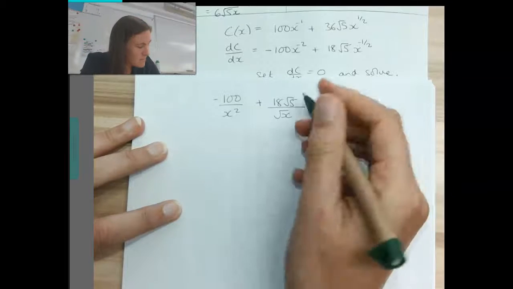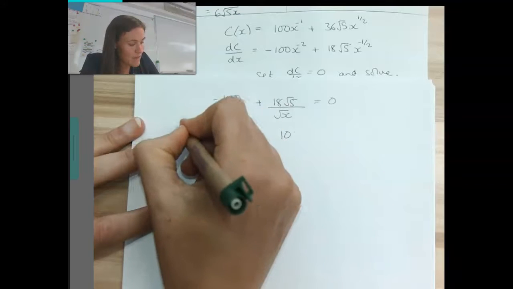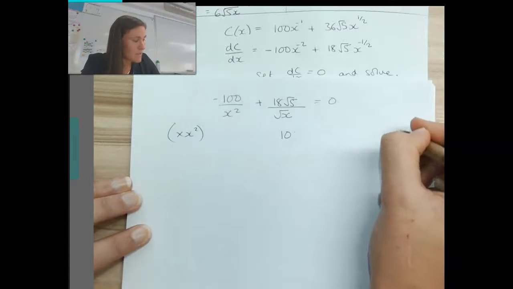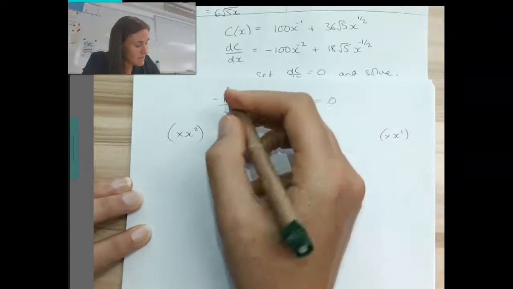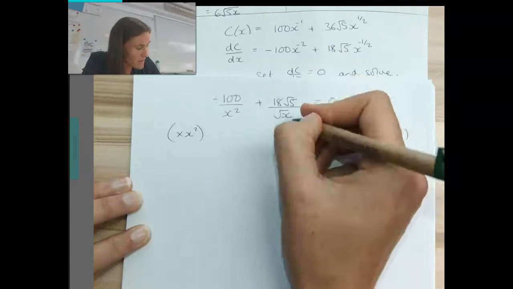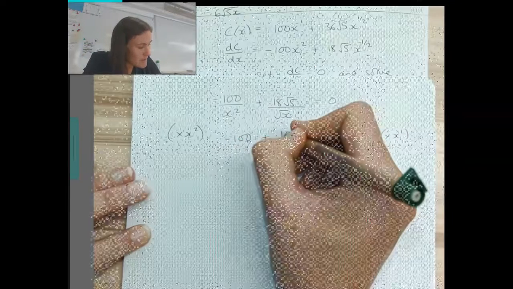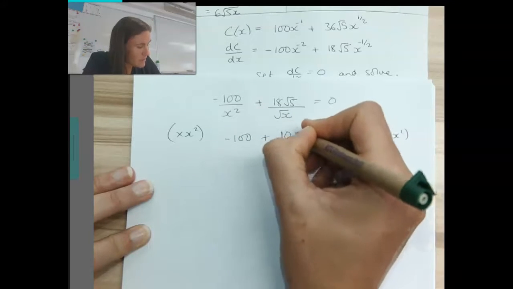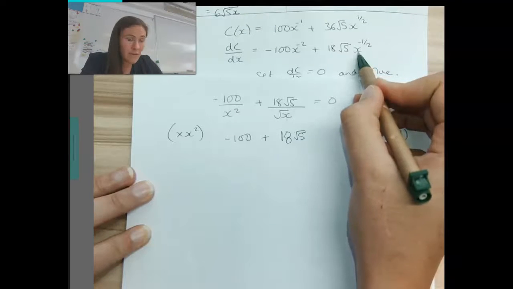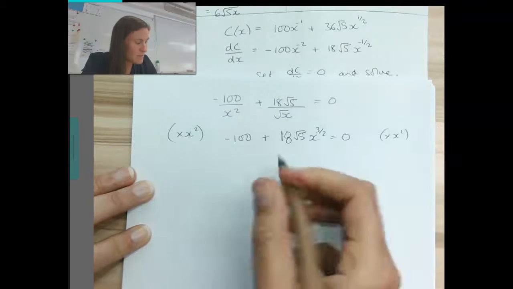Actually, might have been easier to leave that as a power for a moment. I'm going to multiply everything through by x squared to get rid of the fractions, basically. And I was going to put 100 over to the other side as well, but let's just do it step by step. Okay, so I get minus 100 plus 18 root 5, and then if we've got power minus a half, and then x squared, I'm going to get x to the power 3 over 2 is 0.